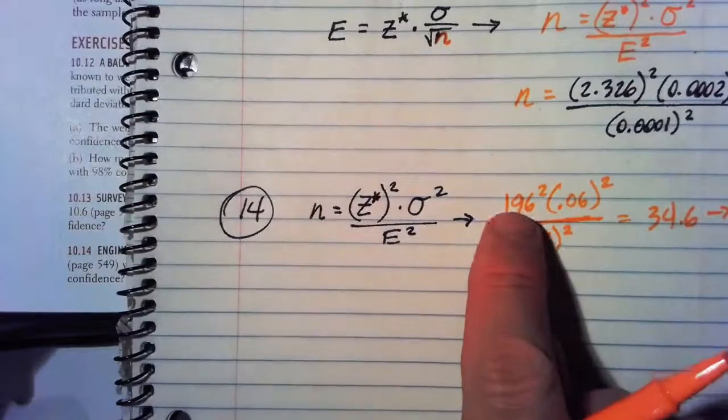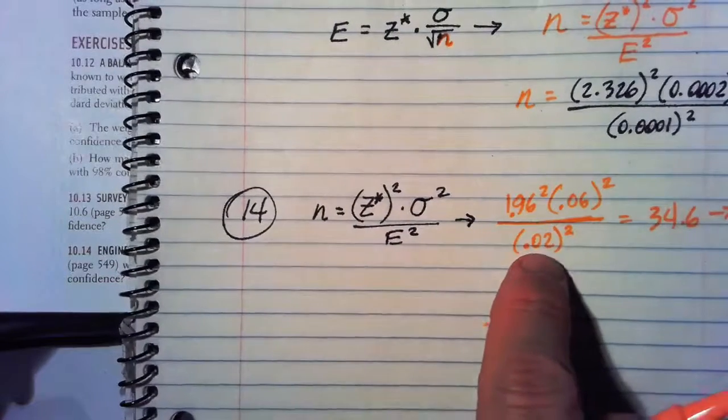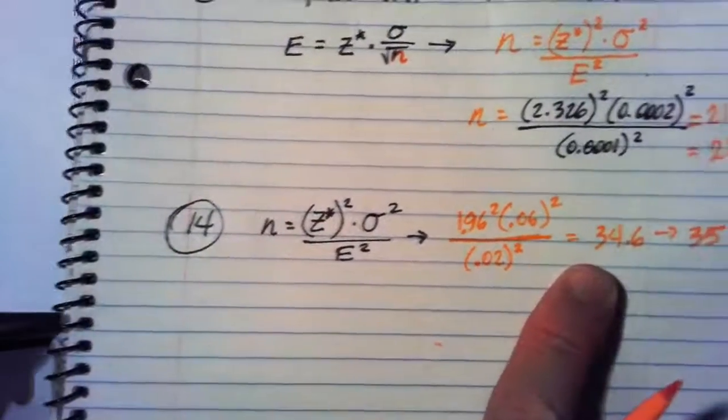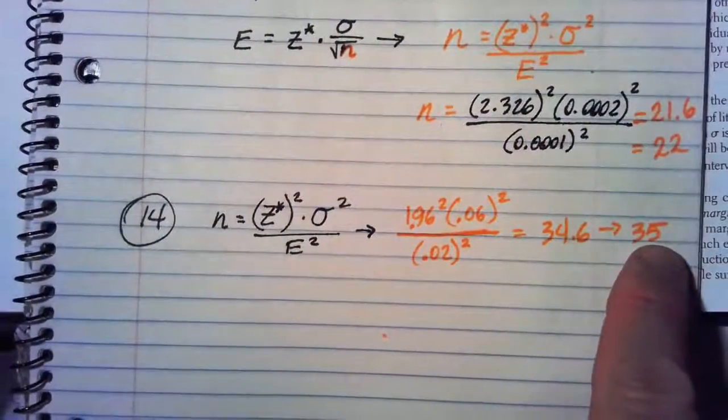You plug those three numbers in. They're all squared. They give us a decimal, and remember, for sample size, we need an integer. So the answer is 35.